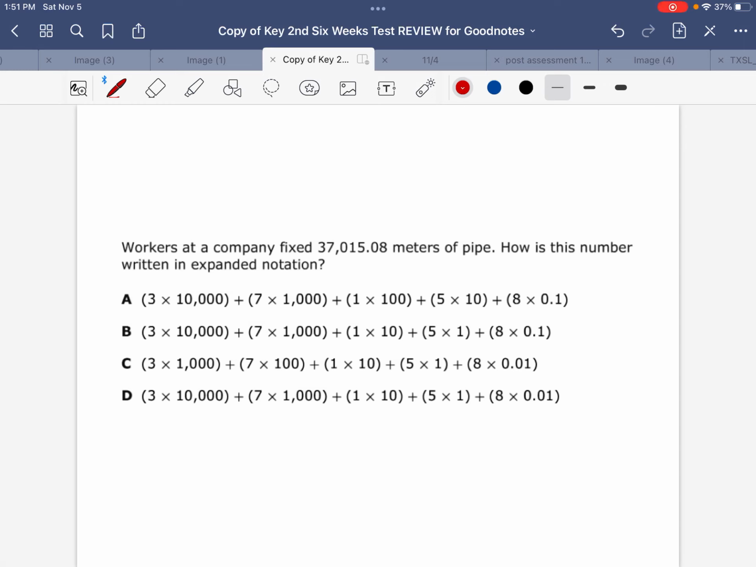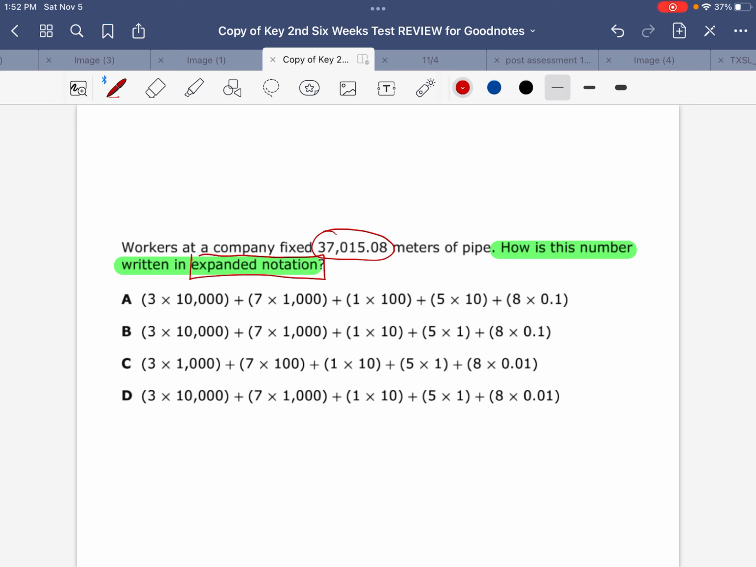Okay, next problem says workers at the company fixed 37,015.08 meters of pipe. How was this number written in expanded notation? So I'm going to do my cubes, circle my important numbers, underline my question, how is this number written in expanded notation, box in my keywords, expanded notation.